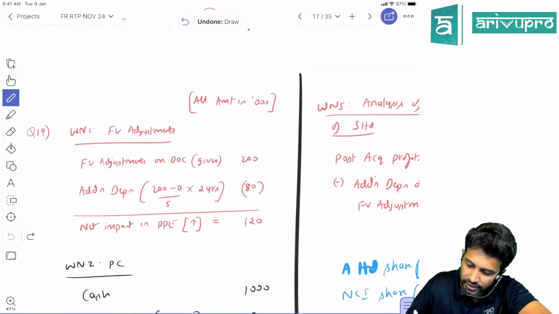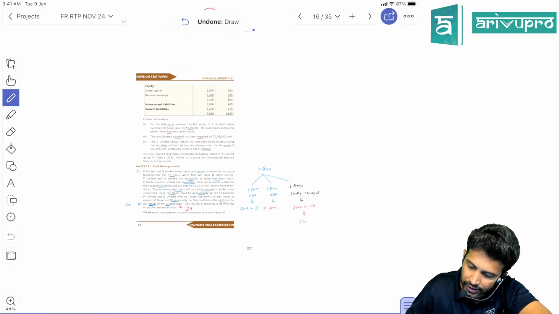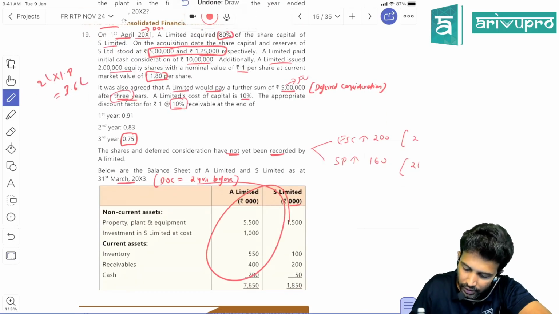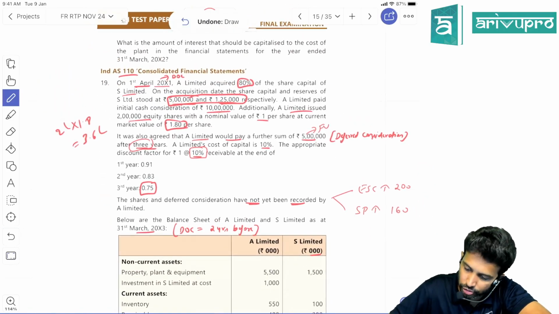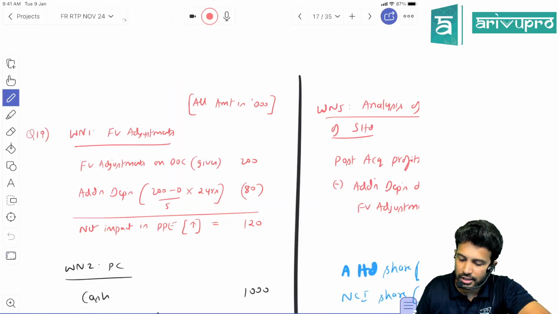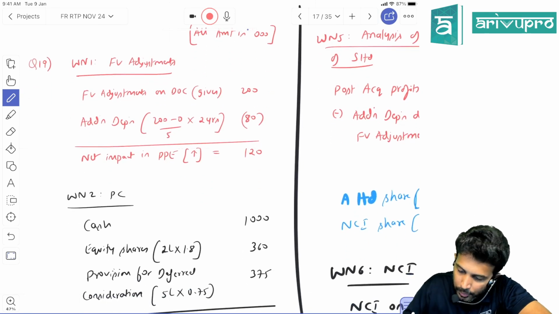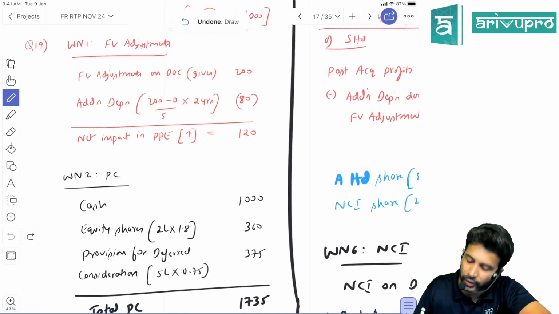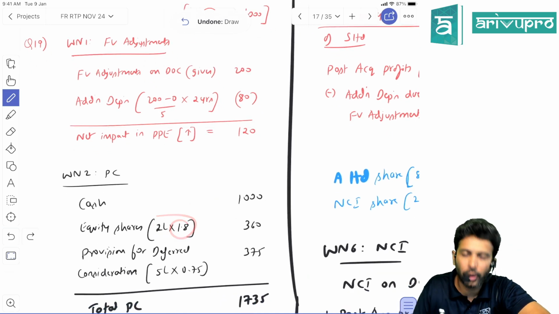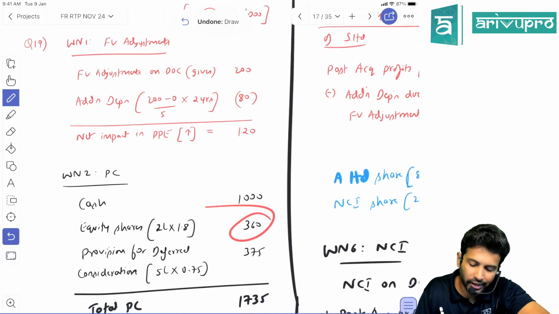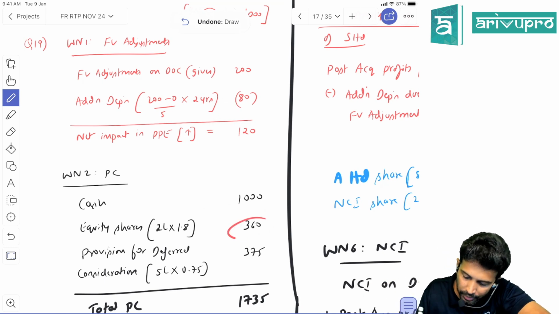All the numbers we are presenting in thousands, because the next table data has all been given in thousands. That's the reason all the above can also be presented in thousands. So three forms: one is 10 lakh cash, which when presented in thousands becomes 1000. Then equity shares, 2 lakh equity shares issued at 1.8 market price, so totally 3,60,000. When presented in thousands, it becomes 360.